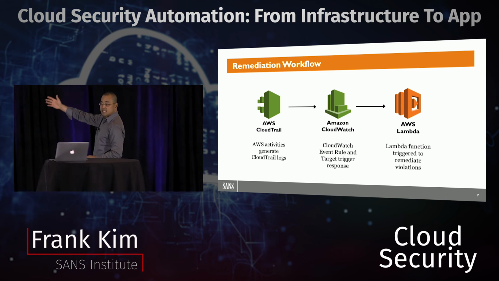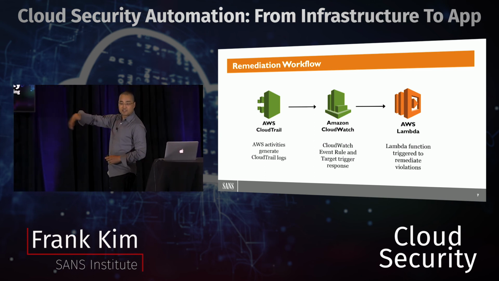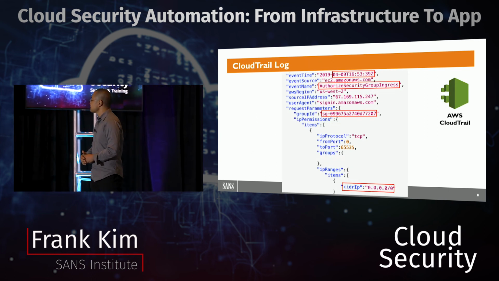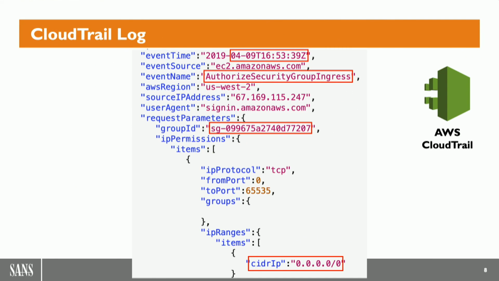So this is the basic flow of what's happening under the covers, what gets deployed when you deploy that Cloud Custodian policy. Now, when you create or modify your security group, I mentioned there are some CloudTrail logs that get generated. This is what that CloudTrail log looks like.